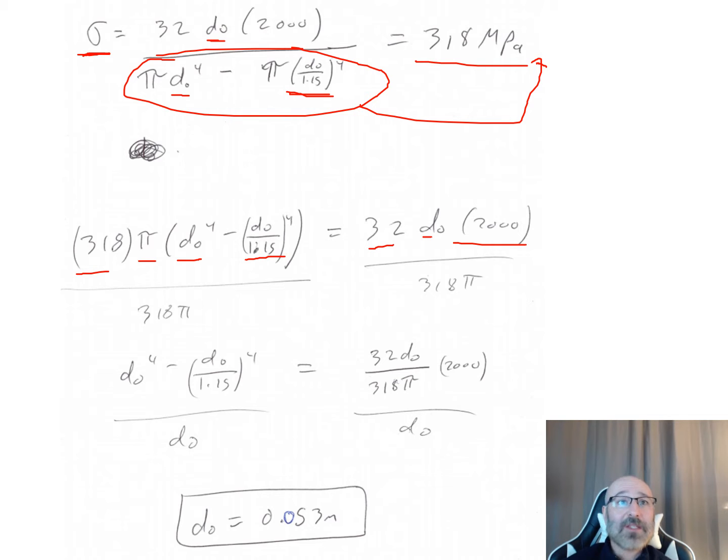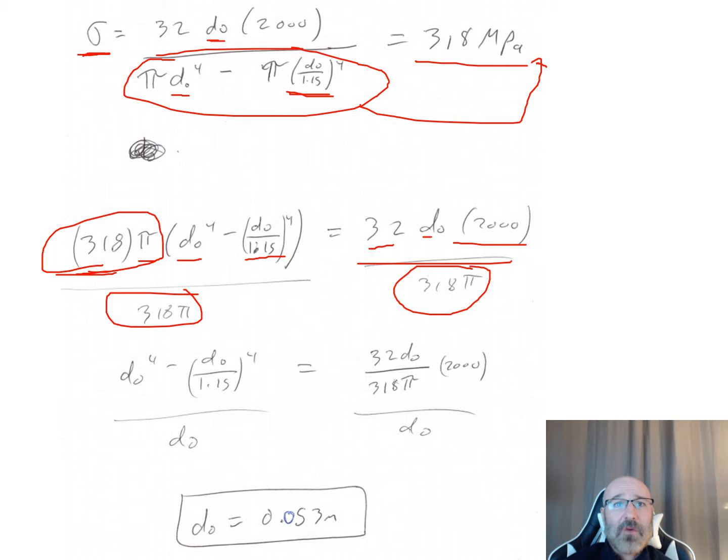So next, let's get our DO by itself. Let's divide both sides by 318 pi, moving it over to this side, divided by 318 pi. So we can simplify that down a little bit. And we say, okay, what do we have here? Let's get this DO out of this side and put it back over here, so we're going to divide by DO on both sides. So combining those steps, now that I've eliminated this from this side, I just have my DO to the fourth minus DO over 1.15 to the fourth, this relationship here, divided by DO.